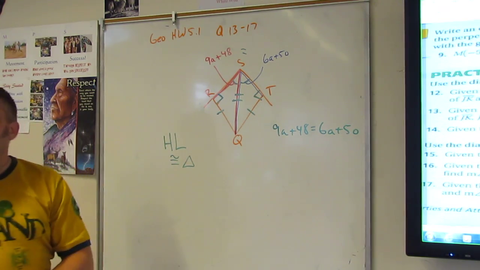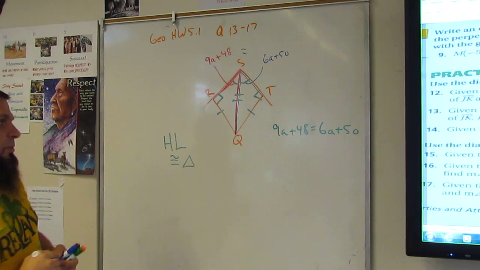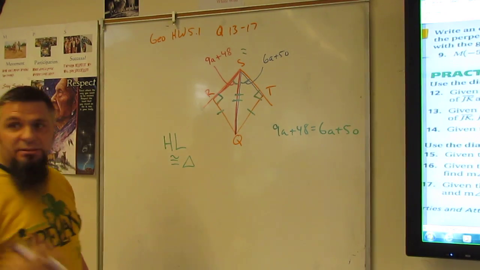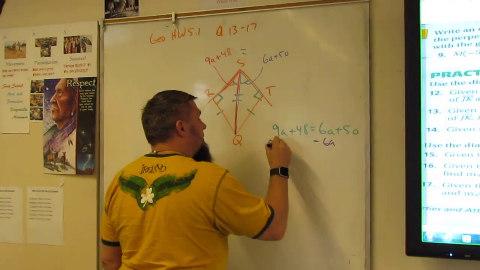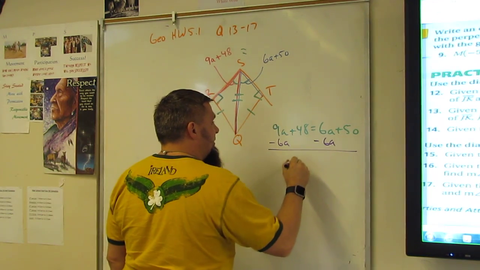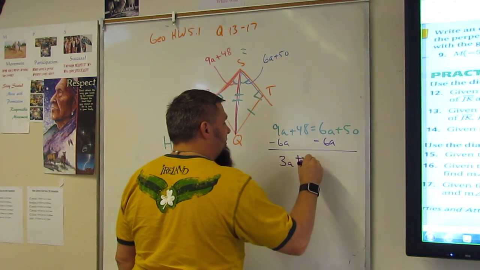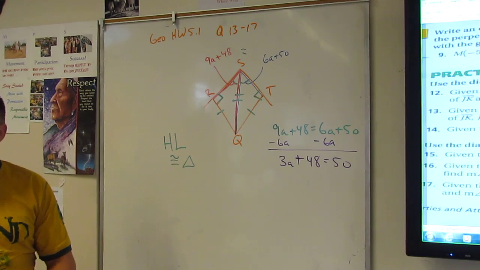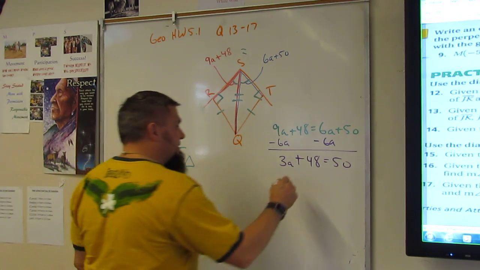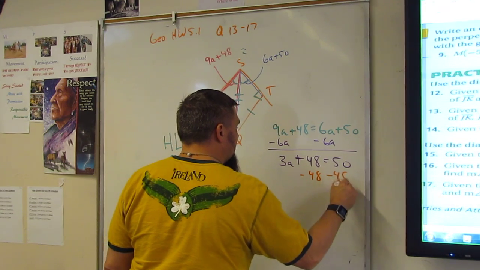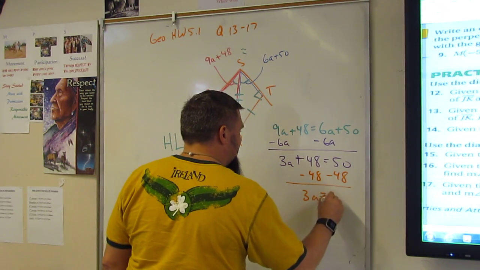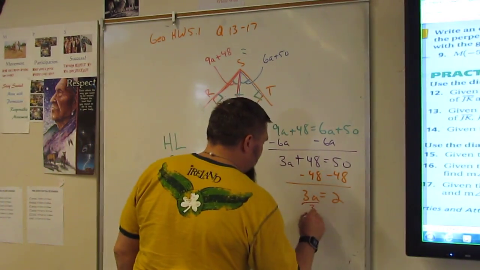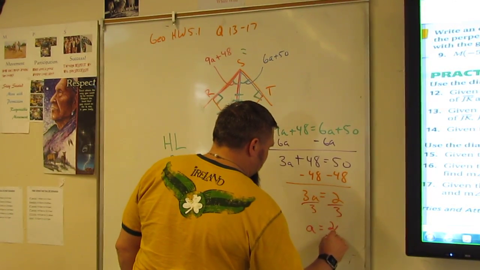Now which one am I going to move? I move the lowest A. Right? So which A is lower? 6 or 9? 6. So I'm going to move 6 by adding the opposite. And I get 3A plus 48 is equal to 50. So now I'm going to move the 48, right? By adding the opposite. So you get 3A is equal to 2. So then divide by 3, divide by 3. A is equal to 2/3.